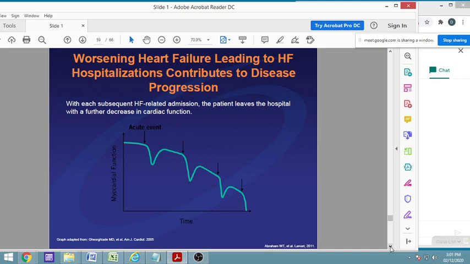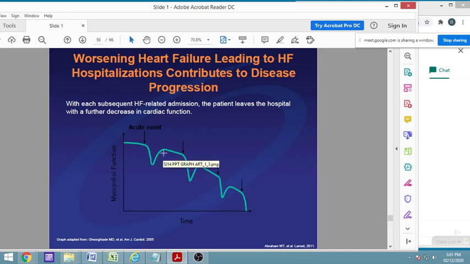Worsening of heart failure leads to heart failure hospitalization, and it contributes to disease progression. So if there was an acute event, and with time the care is not taken, then you can see that the acute event reduced the myocardial function.